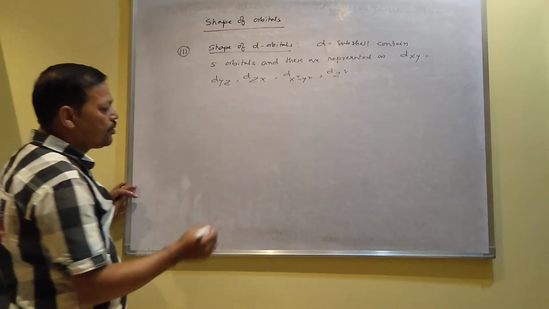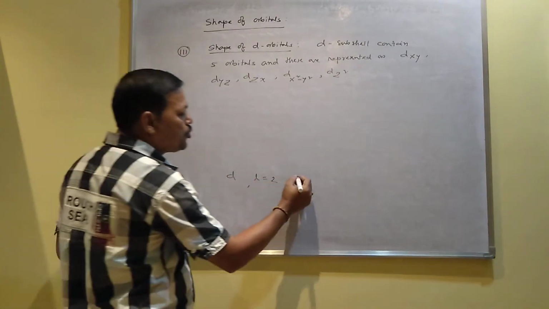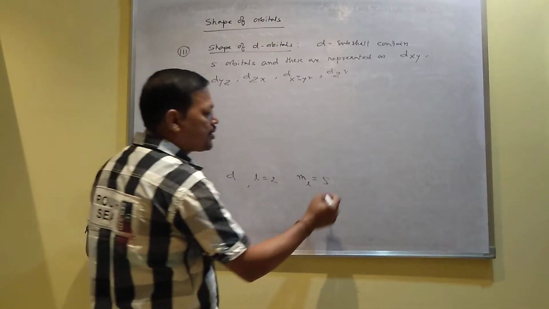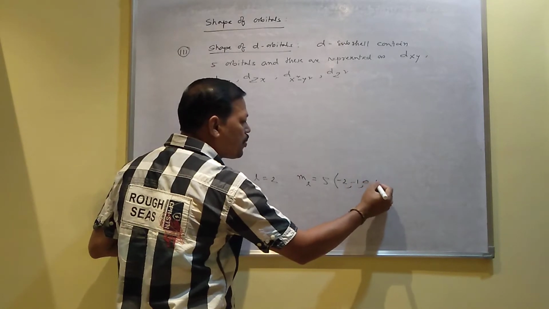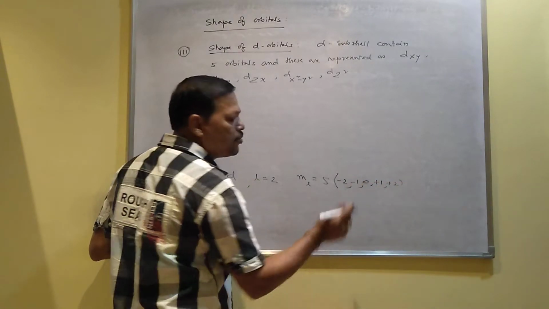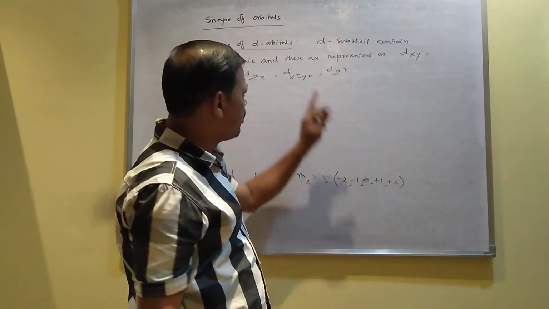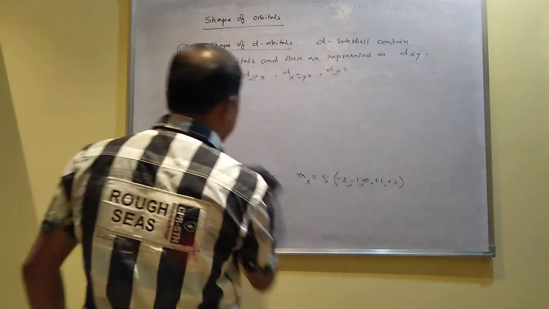As you have got, for d subshell L value is 2. If L value is 2, ML has 5 values. I mean, d subshell contains 5 orbitals. And what are the values? Minus 2, minus 1, 0, plus 1, plus 2. These are the 5 values, and each value represents one orbital. So d subshell contains 5 orbitals.